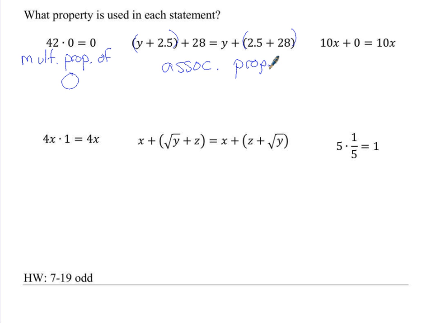It's been all right. All right, we have 10x plus 0 equals 10x. What property is that? Very good. We are adding 0, and adding 0 is the additive identity. And the next one. Good, multiplicative identity. And we can abbreviate that also. MULT identity.